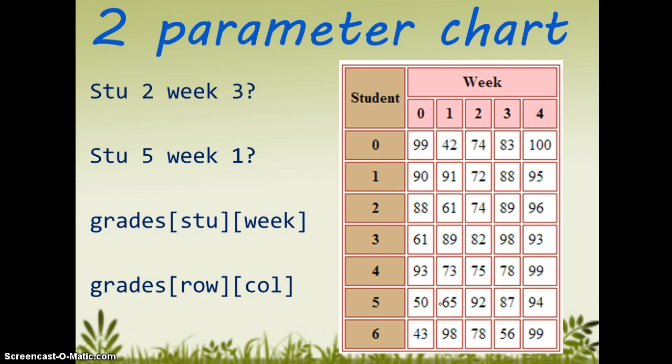This is essentially reading a two-dimensional array. Our two-dimensional array, I'm calling it grades. You could think about this first student as the first parameter, the second week as the second parameter. So you can actually read that as grades student week, and that can find out any information about any single spot on this array. To generalize it even more, we could refer to it as rows and columns.